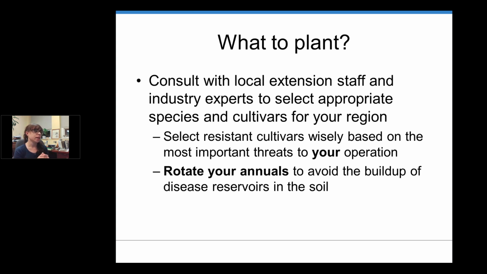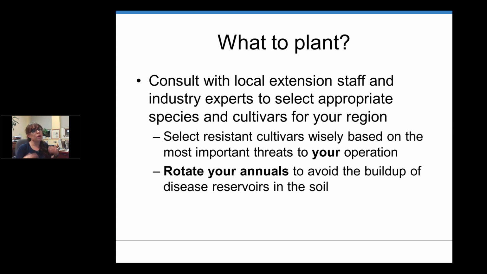It's also very important to select resistant cultivars wisely based on what the actual threats are in your field. And that's because resistance comes at a cost. And so plant pathologists like to say that you don't get a free lunch, you don't get anything for free. And that's because if a plant is resistant to a disease, it's resistant because it might be making something extra. So for example, it might be making a defensive enzyme that's going to allow it to attack a pathogen when that pathogen tries to attack it. But there's a cost to making that extra enzyme.